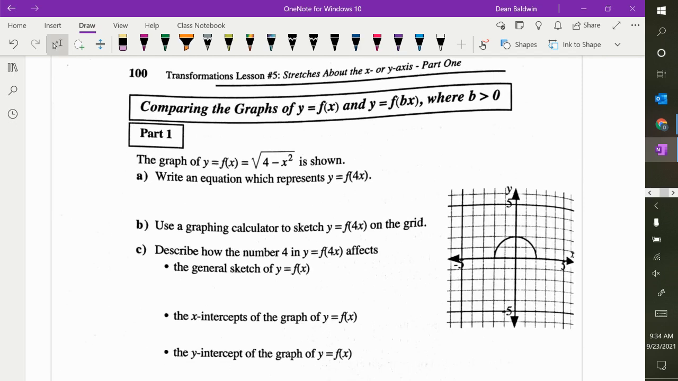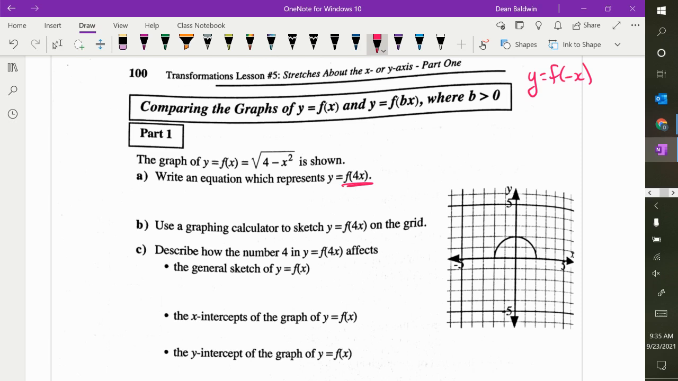b goes with the x. So b is like this. This is a b value. What's my b value here? -1, except now we're not going to use -1. We're going to use a different number, a whole number, or it could be a fraction as well. So in this case, we have f of 4x. Same starting graph.